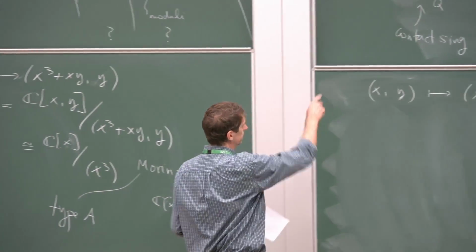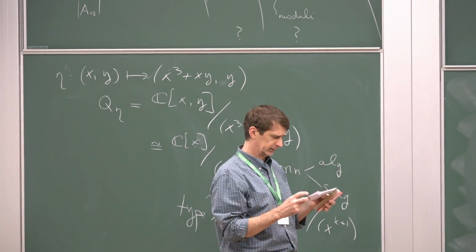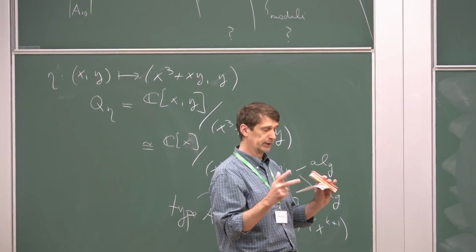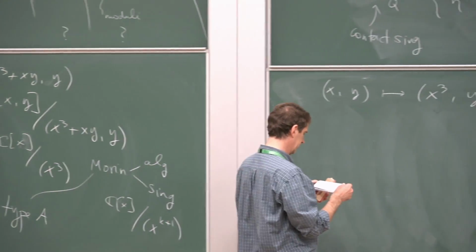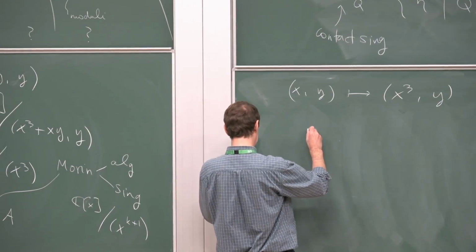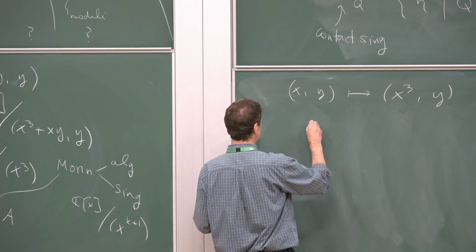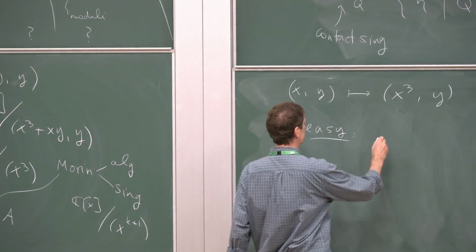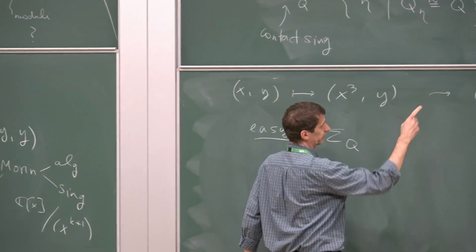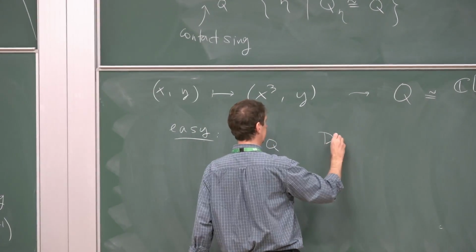So indeed, by considering contact singularities, we glue together some orbits. However, there is a, oh yeah, an easy observation: sigma q is diffeo invariant.